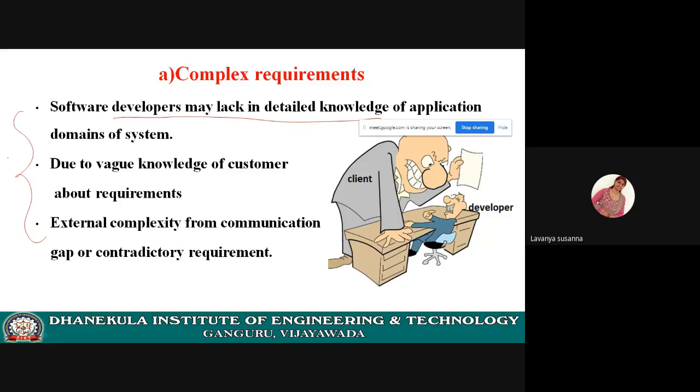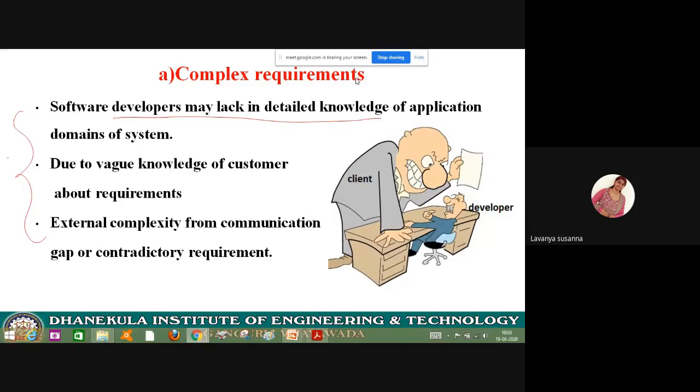If the developer doesn't have any knowledge of the application domain, here the complexity comes. Next, complexity arises due to vague knowledge of the customer. If the client is unclear about the requirements, what he wants, which type of software he wants, what functionalities he wants, vague means unclear. If he is unclear about the requirements, then the developer cannot develop the system. So here the complexity arises.